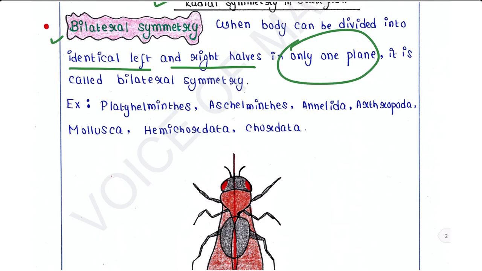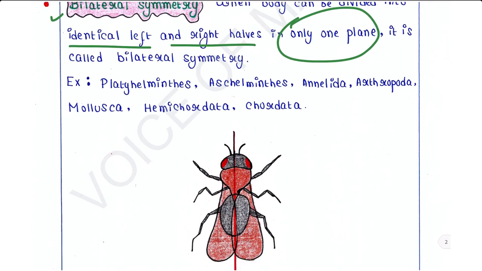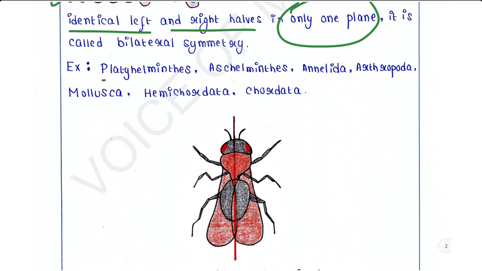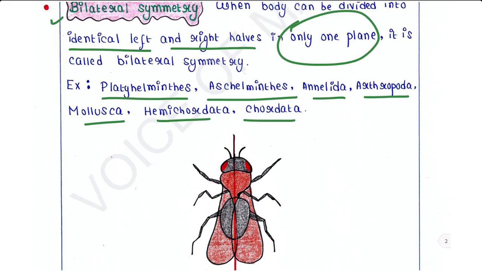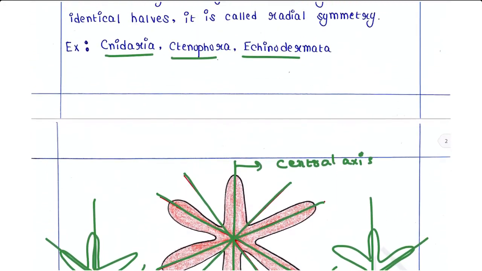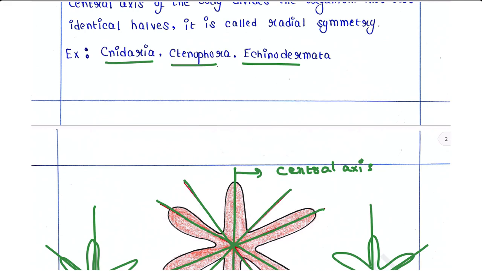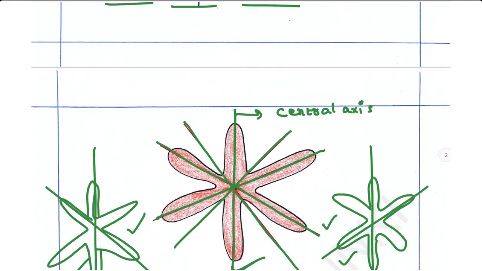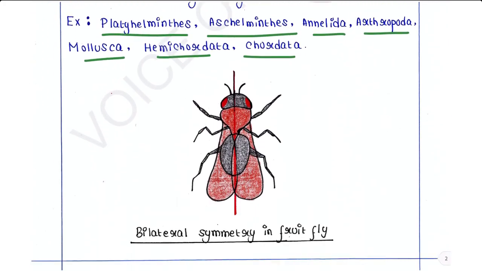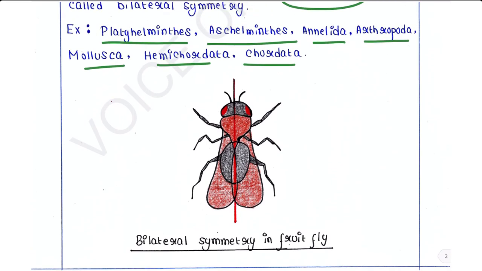I am explaining it here, and you will get this type of symmetry in the members of Platyhelminthes, Aschelminthes, Annelida, Arthropoda, Mollusca, Hemichordata, Chordata. So basically, except Porifera, Cnidaria, Ctenophora, Echinodermata, so except these four phyla, in all other phyla you will get bilateral symmetry. So this is the easy way to remember that bilateral symmetry is found in the members of these phyla.